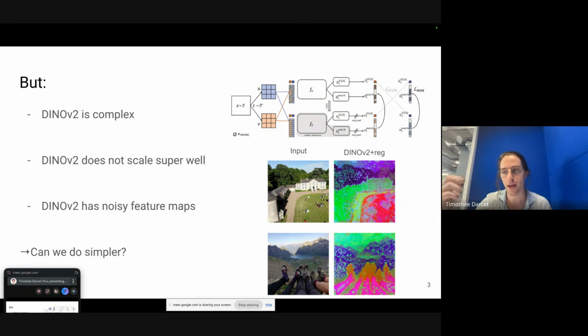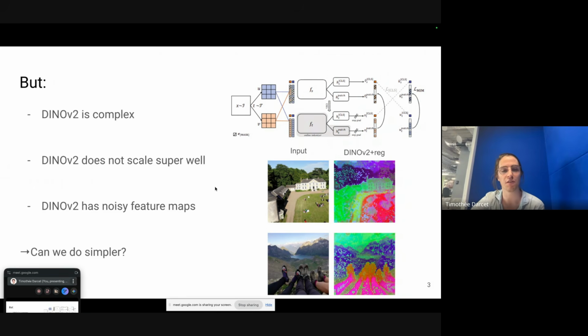To scale DynoV2, we had to fix a ton of things. Just every time you scale, you get some subtle ways things break, and if you train for too long, the model just gets worse instead of getting better. You have weird things. I don't like it.